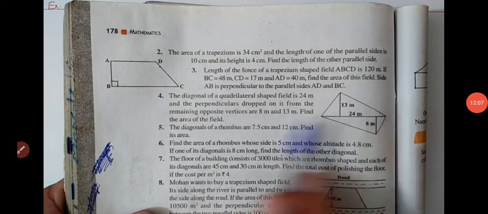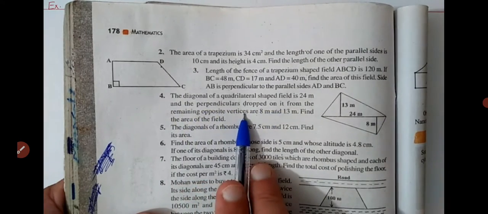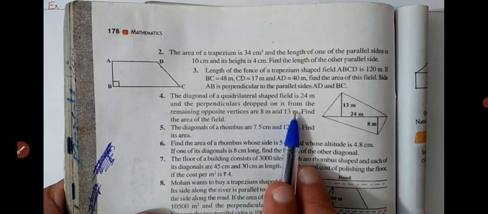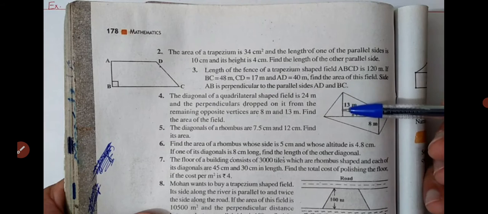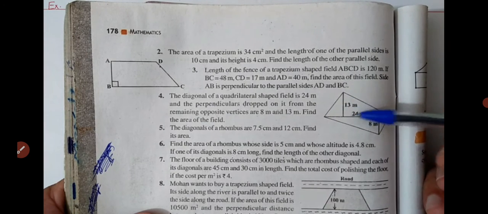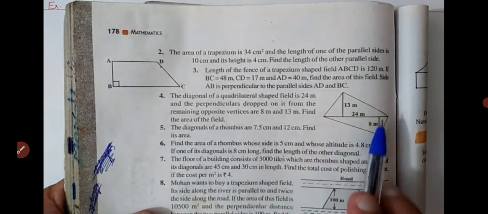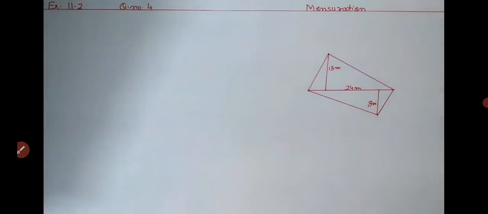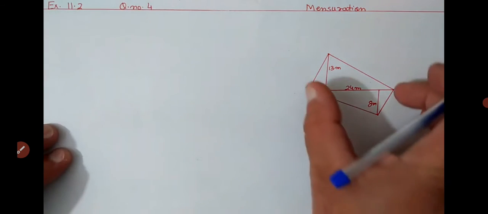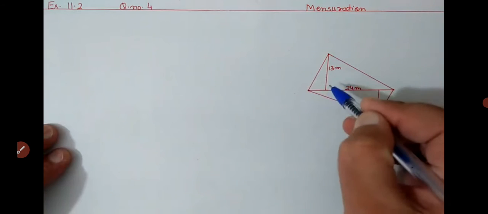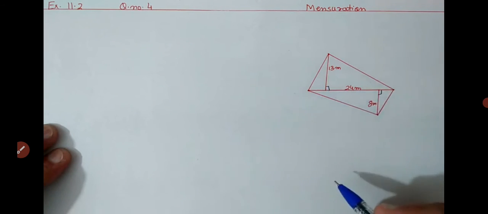So what about our fourth question? The diagonal of a quadrilateral shaped field is 24 meter and the perpendiculars dropped on it from the remaining opposite vertices are 8 meter and 13 meter. Find the area of the field. What is given to us? The perpendiculars and the diagonal are given. We know the area of a quadrilateral. This is the figure: 13 meter, this is a perpendicular, so this becomes a 90-degree angle.